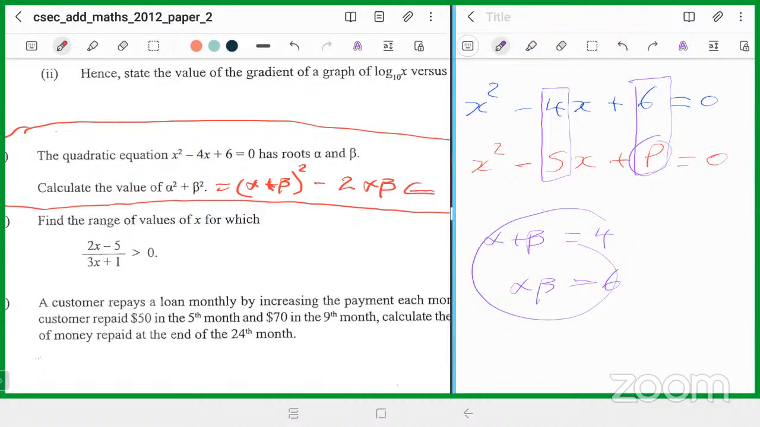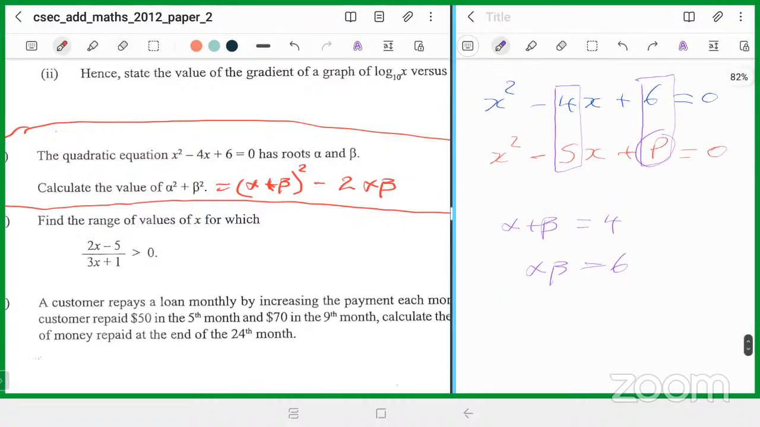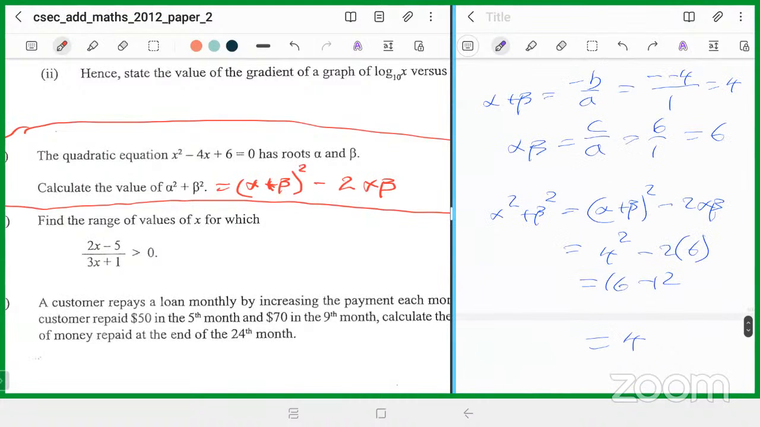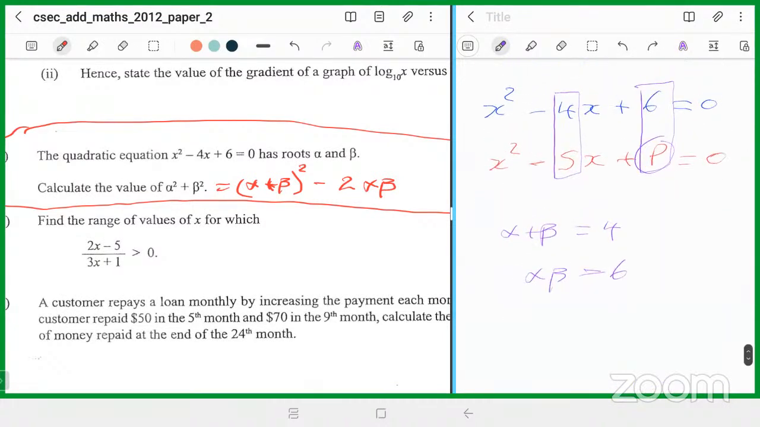But I understand that. Yes, sir. But I go do that. Yes, sir. Good. So if I was in the exam, I would do it this way. That's how I would do it. I wouldn't bother to write out c over a and minus b over a. I would just do it this way because the equation is already set out in the form of the sum and the product of the roots.